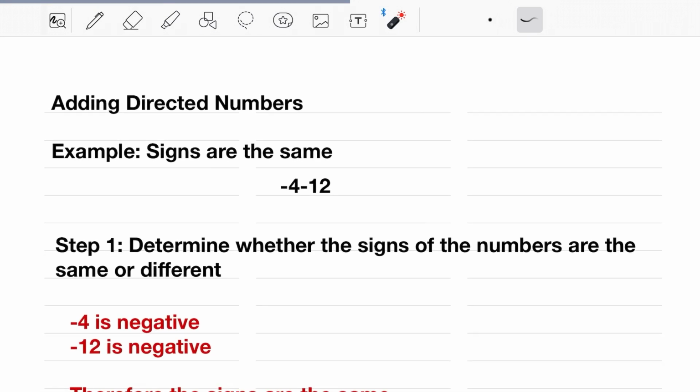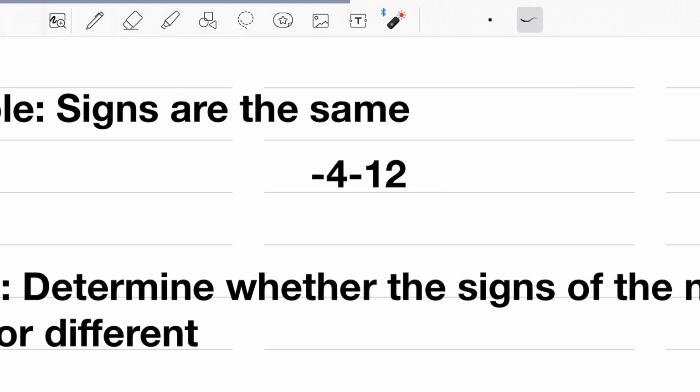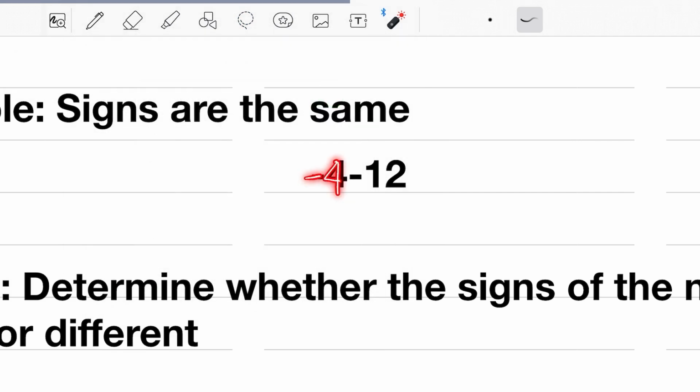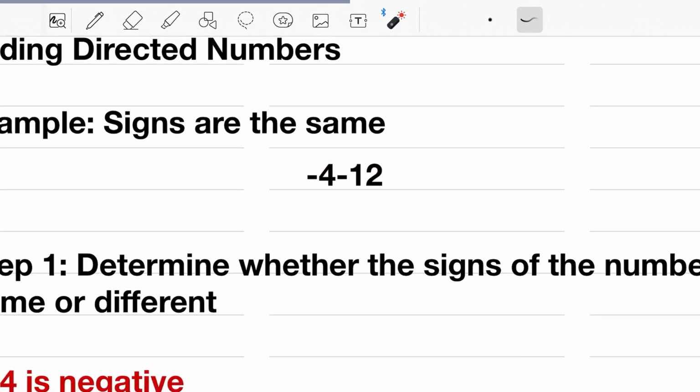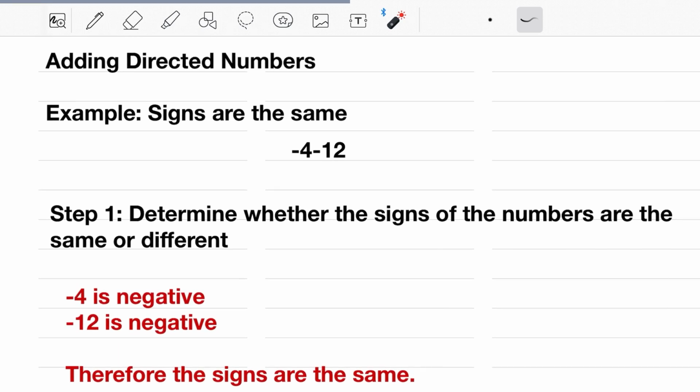Of course, your first step is to figure out whether the signs of the numbers are the same or if they are different. Now the sign of the number is found to the left of the number. If you see a negative sign before the number, it is a negative number. If you see a plus sign before the number, or no sign at all, then it is a positive number. In this case, we have two negative numbers, minus 4 and minus 12. Both negative, so we have figured out that the signs are the same.